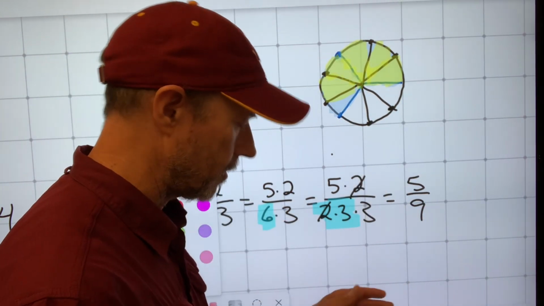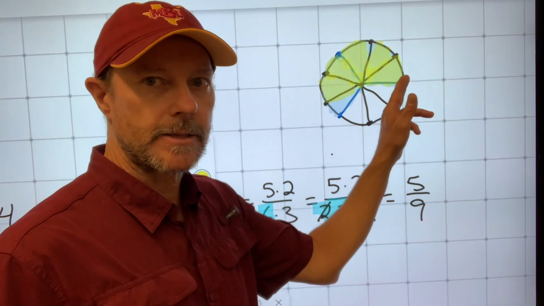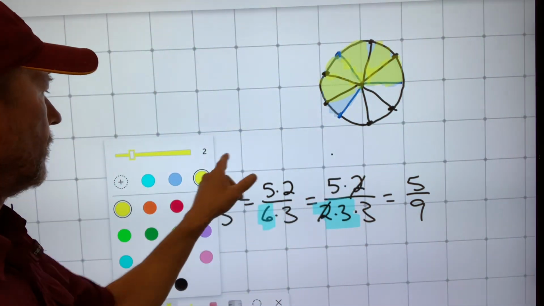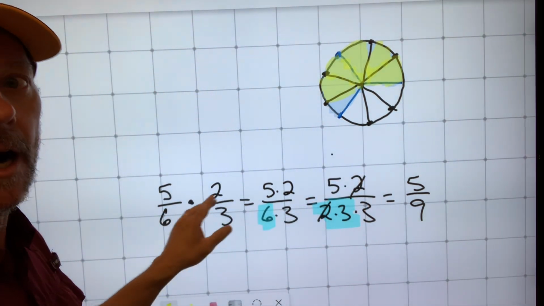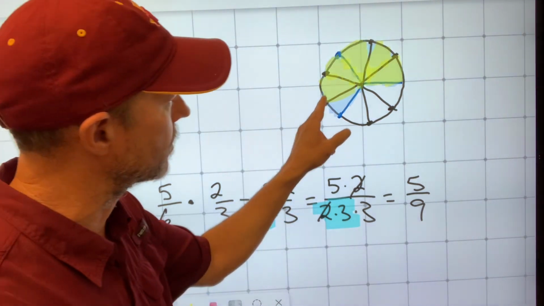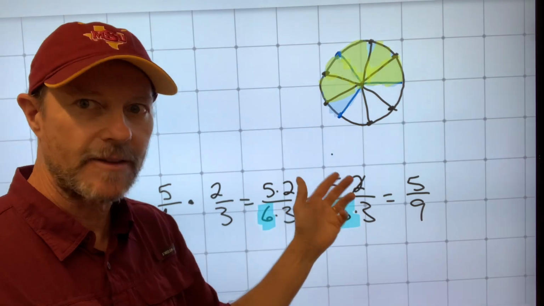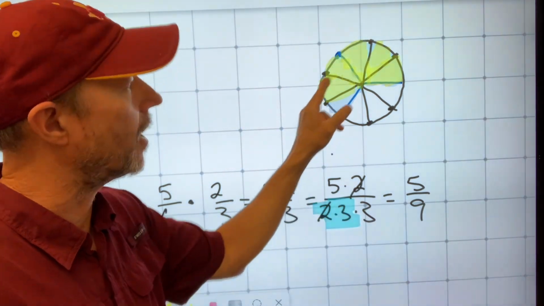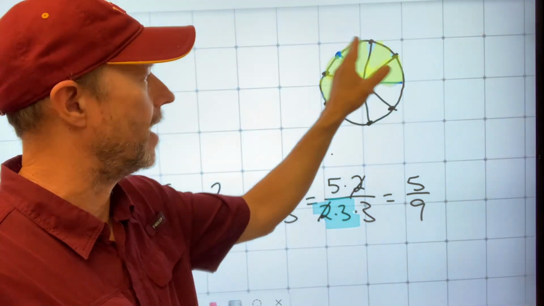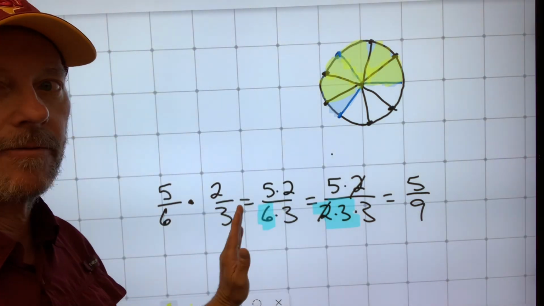So 5/9 is 5/6 of 2/3 of the pizza. And you can see it's almost all of that highlighted 2/3, because 5/6 is almost the whole, but not quite. So 5/9 is 5/6 of 2/3.